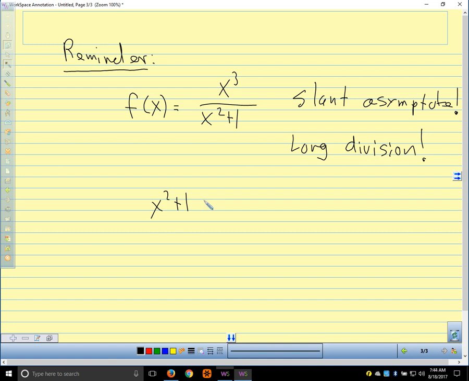You said it's a slant asymptote because the degree of the top is 1 bigger than the degree of the bottom? Yes. Okay. What's the other rule? If they're the same, it's a horizontal asymptote at the ratio of the leading coefficients. So if I had 3x to the third over 2x to the third, it'd be 3 halves. Y equals 3 halves.